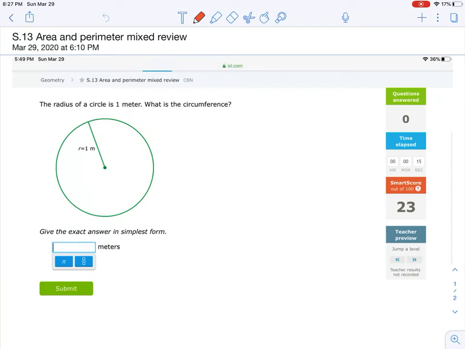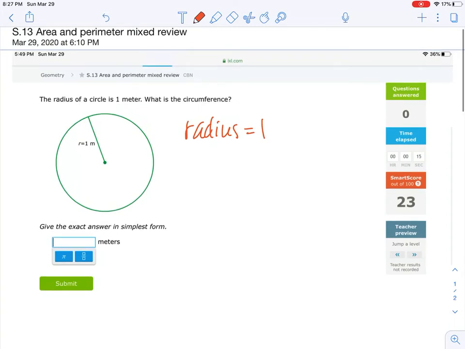For this problem, we're looking for the radius of a circle. I'm sorry, we're not looking for the radius. They give us the radius. The radius is 1. What is the circumference? Well, since we're given the radius, we need to use this formula. Circumference is 2 pi r, where r is the radius.